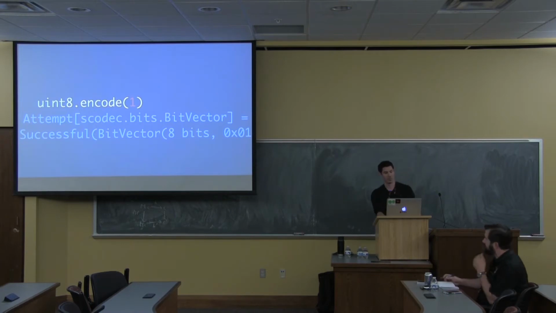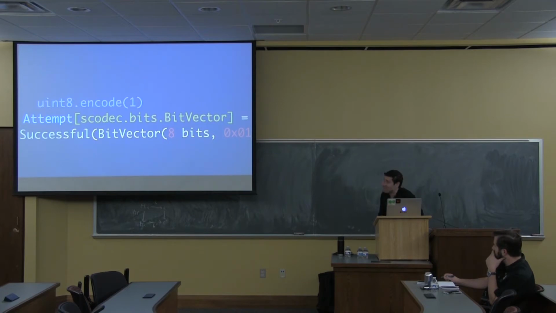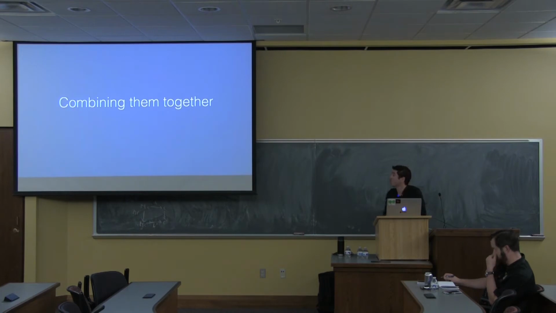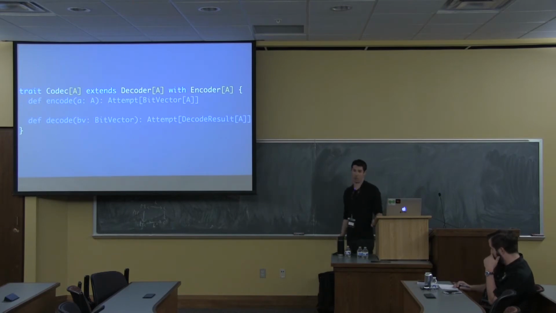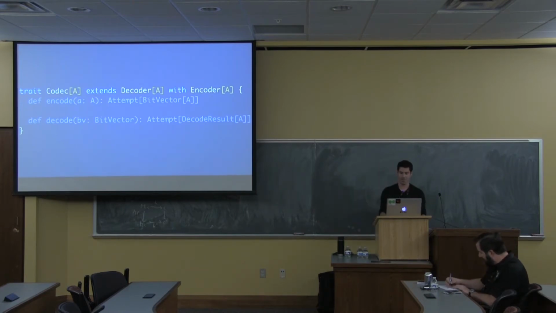Here's another one: uint8. I bet everyone knows what it's going to be before if they looked. Right? It's 1. Pretty basic. All right, combining them together. If we have a decoder and we have an encoder, we have a codec. So that gives us this encode function that we had before, decode, and the whole thing's a Codec. So we have one single way of spitting data out and reading data in.